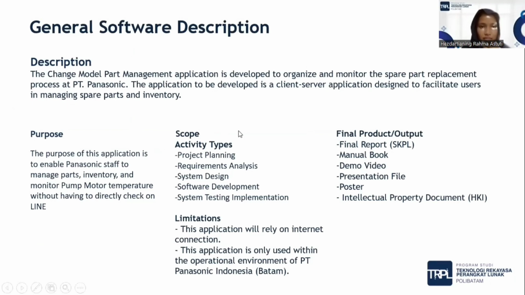General Software Description. The change model part management application is developed to organize and monitor the spare part replacement process at PT Panasonic. The purpose of this application is to enable Panasonic staff to manage parts, inventory, and monitor pump water temperature without having to check directly online.